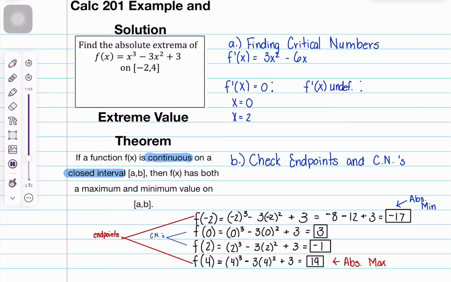That work is down below, and you will notice that our absolute min is -17, where x is equal to -2, and our absolute max is 19, where x is equal to 4. These two values, -17 and 19, have now given us the solution to our problem.